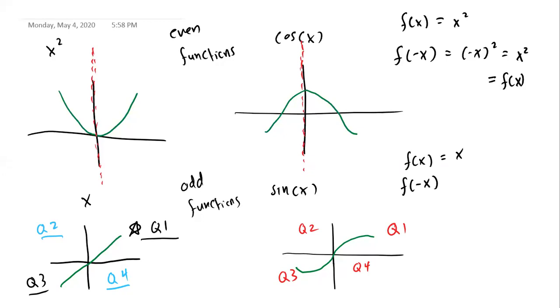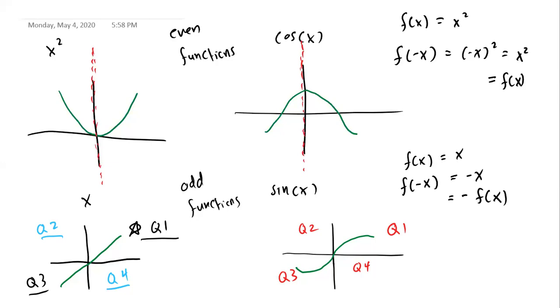So plugging in negative x, we get negative x, which of course is the negative of the original function. And that was the condition for an odd function. If you plug in negative x, you get the negative of the original function. So again, for both even and odd functions, you have this graphic definition and you have this algebraic definition, and you can use either.